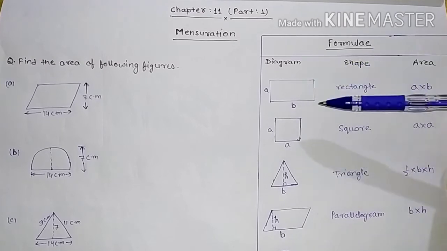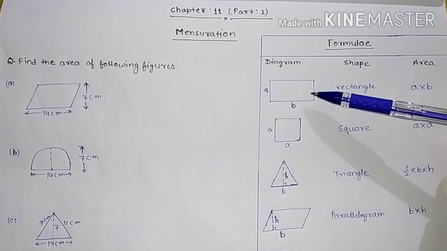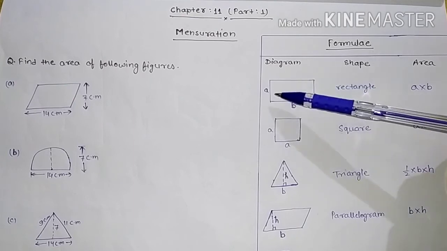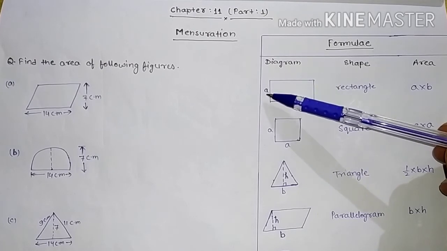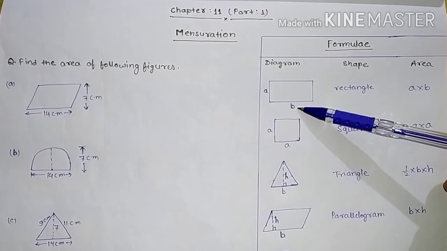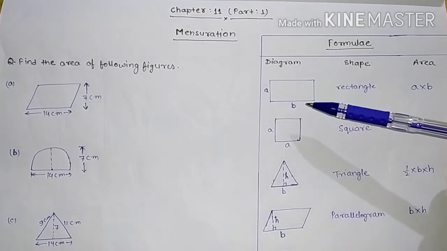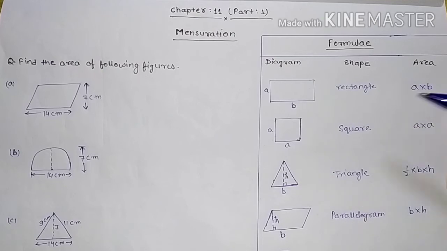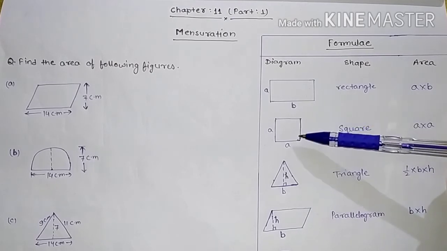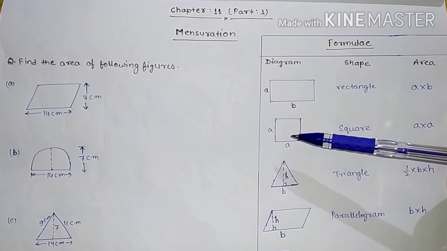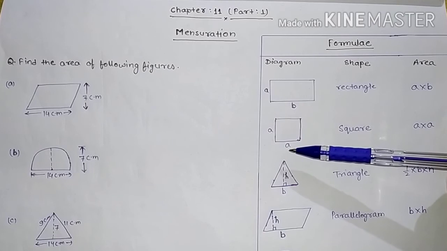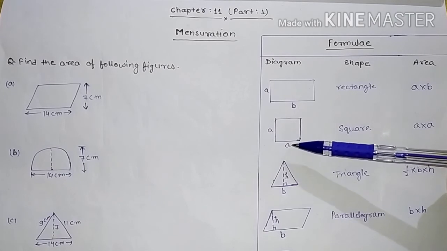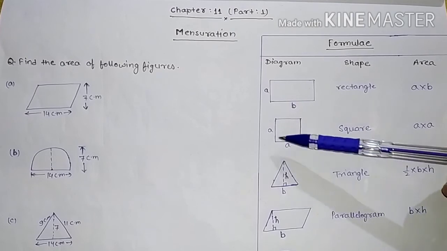So first, this is a rectangle which has four sides and opposite sides are equal. If one of the sides is given a centimeter and this is b centimeter, then what will be the area of this diagram? Simply a into b. That means length into breadth. Now the next one is the shape of a square, where all four sides are equal to each other. If one side is given a, that means the area is a into a.